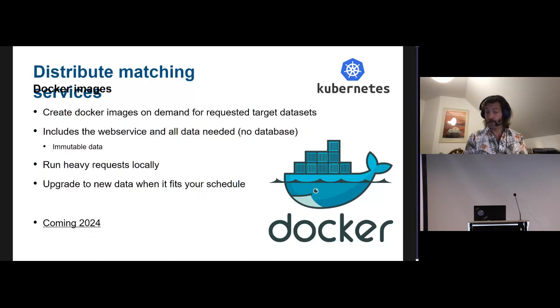We have a big interest in also doing Docker images of this web service that you can then create on demand for requested target data sets. Then people can use these services just locally with immutable data, and there's no relation to ChecklistBank at that stage any longer. And you can embed them and use them in your network as you like. Next slide, please.